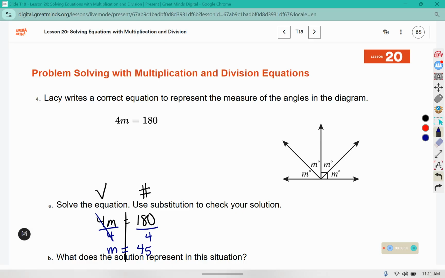Use substitution to check. So 4 times 45, does that come out to 180? 4 times 5 is 20. 4 times 4 is 16, plus 2 more makes 18. So yes. And then it also asks, what does it represent in this situation? It represents the measure of these angles.